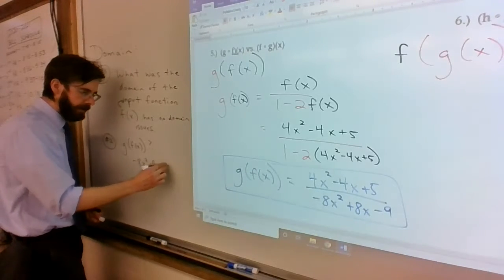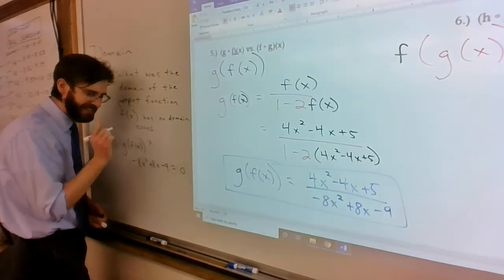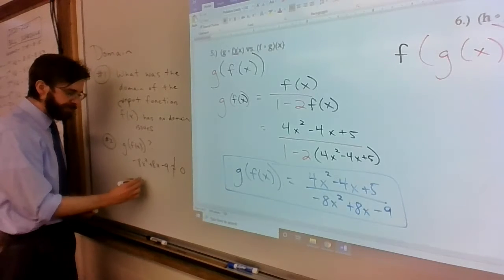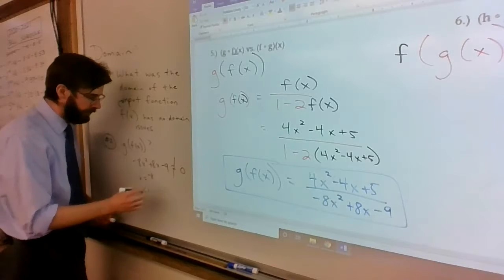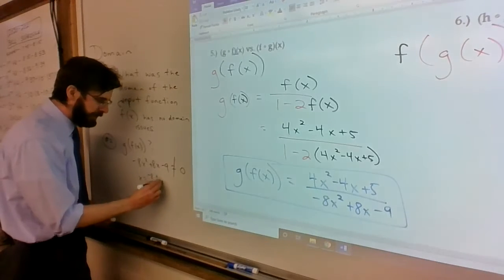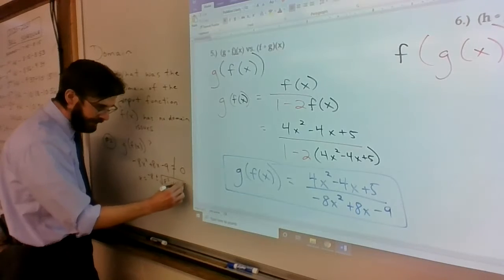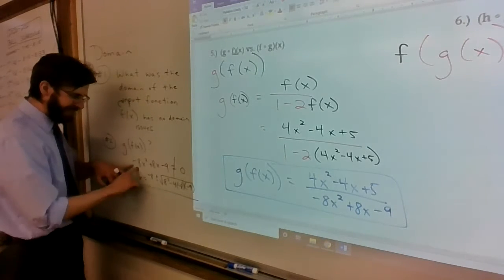Well, wherever the bottom equals 0, that's a domain issue. So we want it to not be 0. We've got to use the quadratic formula to compute all this because this is not a factorable polynomial. You get negative 8 plus or minus the square root of 8 squared minus 4 times negative 8 times negative 9, and then divided by 2 times negative 8.